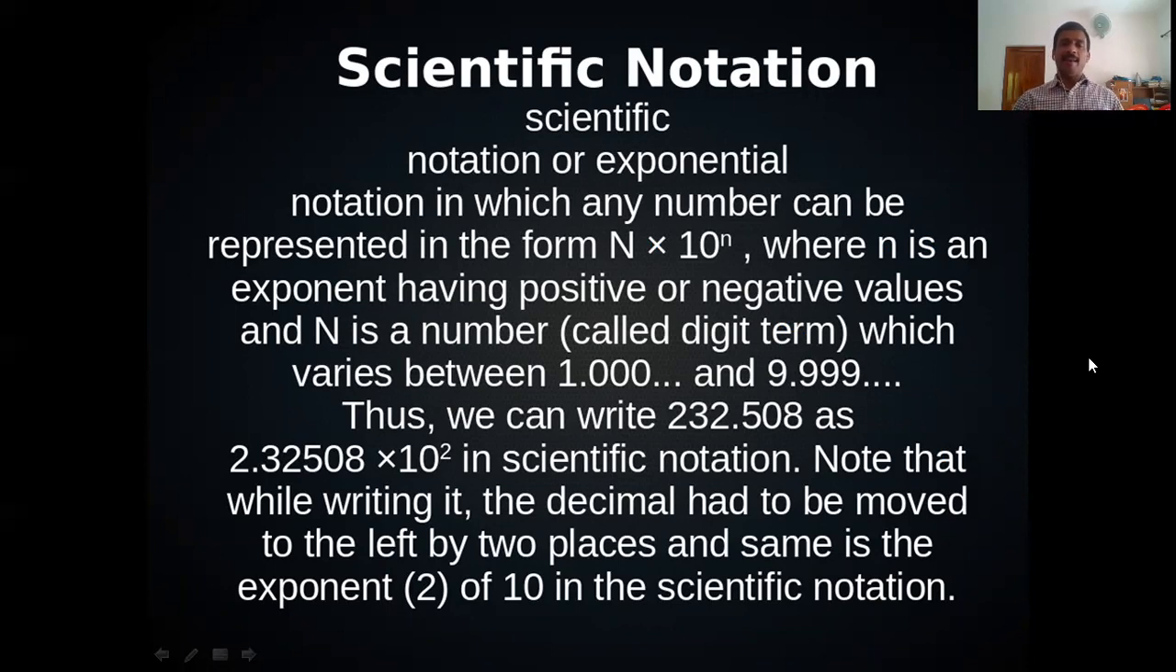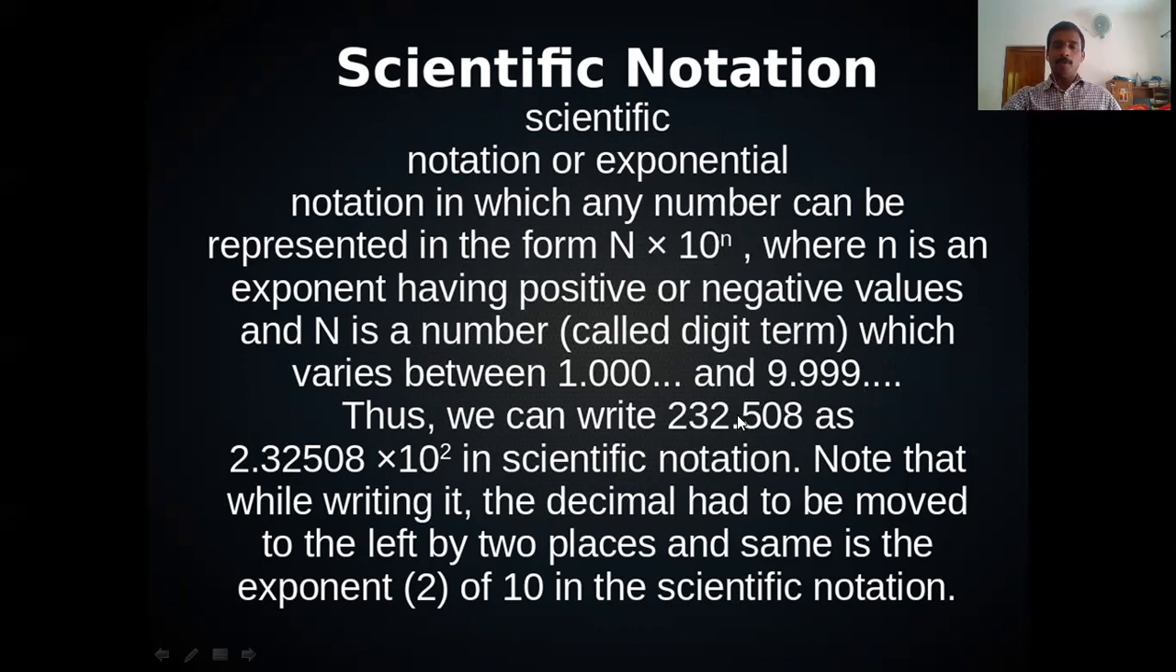in which any number can be represented in the form of N into 10 raised to n. Here, this N is capital N and this n is small letter n. And this capital N is known as the digit term. Its value should be in between 1.00 and 9.999. And the small n is an exponent which has a positive or negative value.